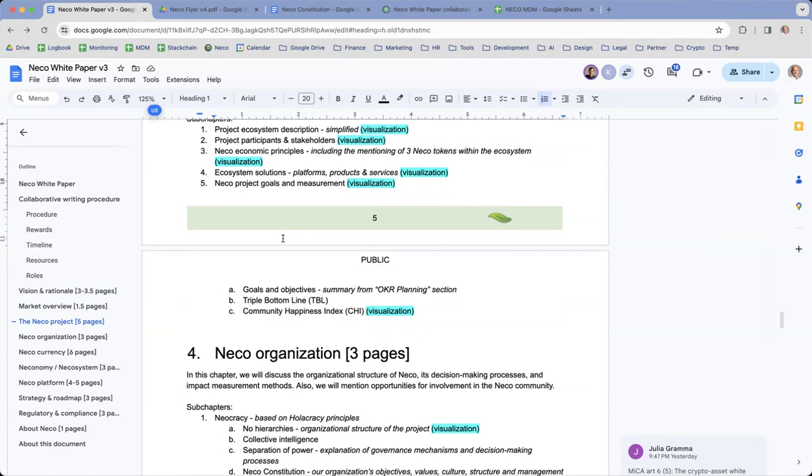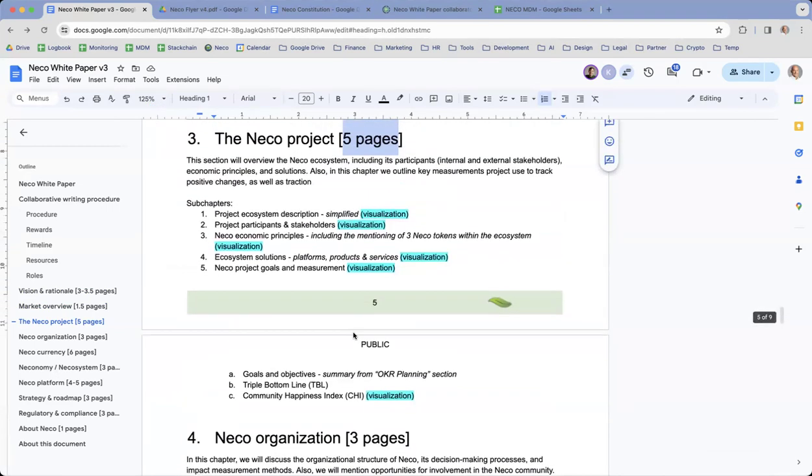The other thing is the community happiness index. This is our new indicator that replaces indicators like GDP. So instead of being growth oriented, like GDP, we go to a happiness oriented indicator, the community happiness index. And this one will also be explained here.